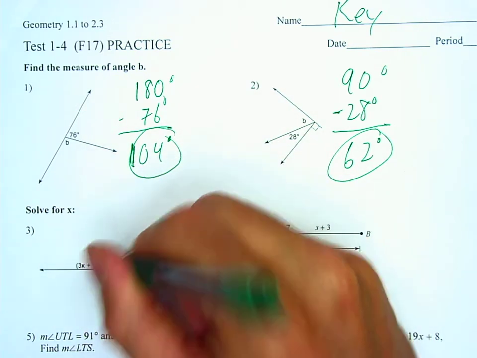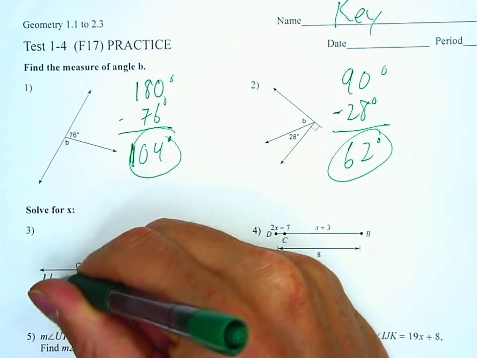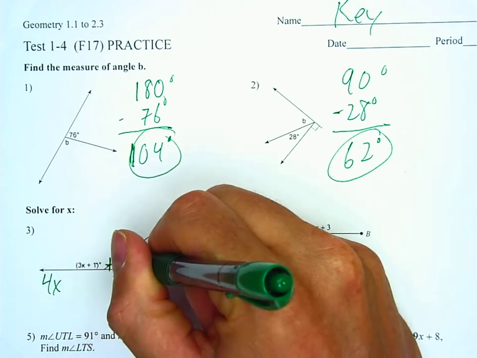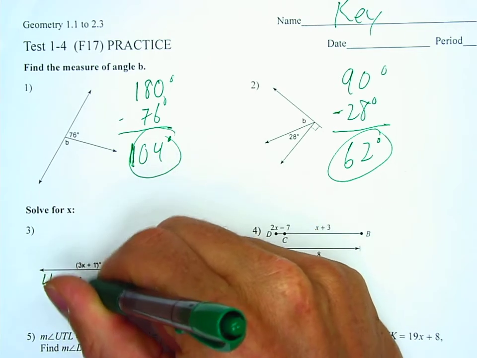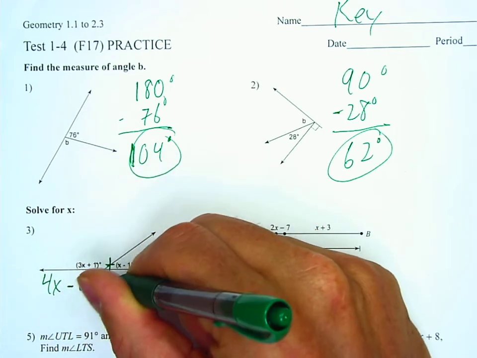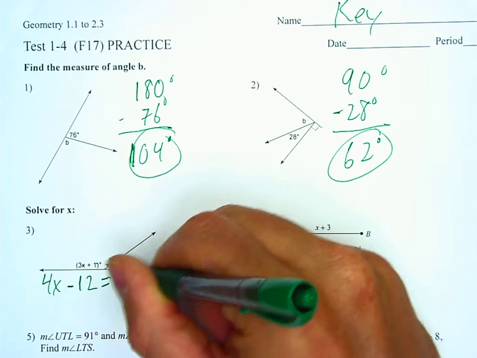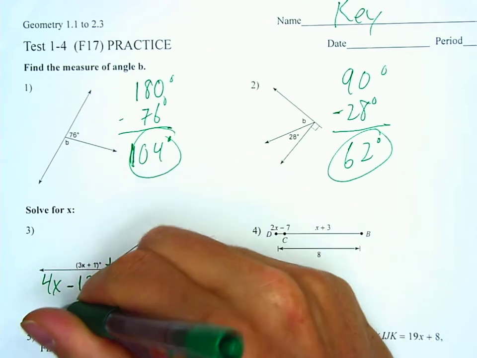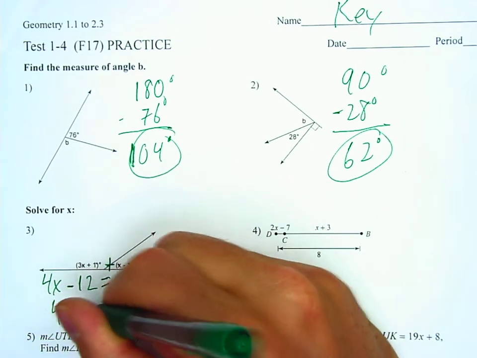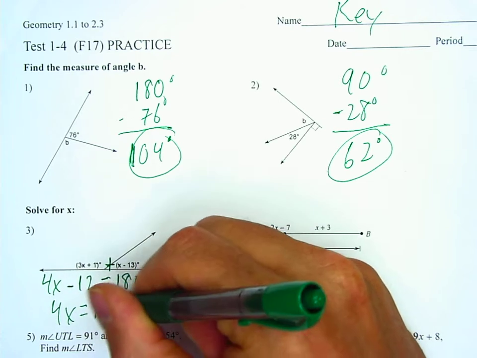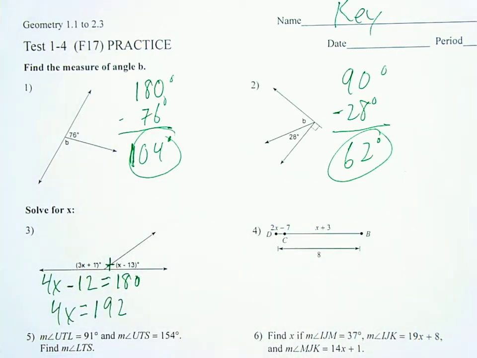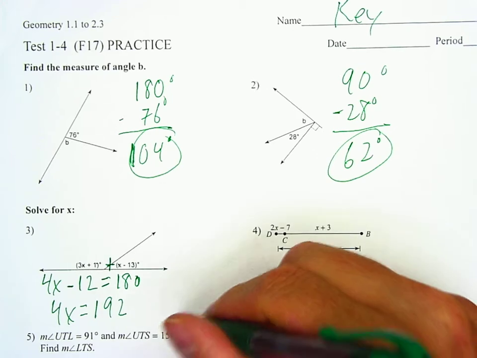So again, I'm going to add this up. 3x plus x, that's 4x. 1 minus 13, that's minus 12. And set it equal to 180. Adding 12 to 180 is 192. And then 192 divided by 4 will be my answer here, which is 48, the value of x.